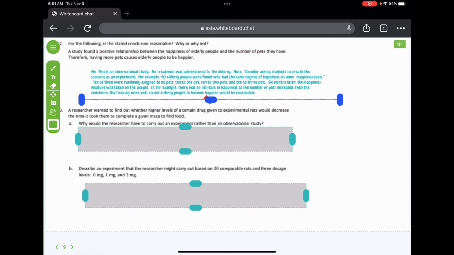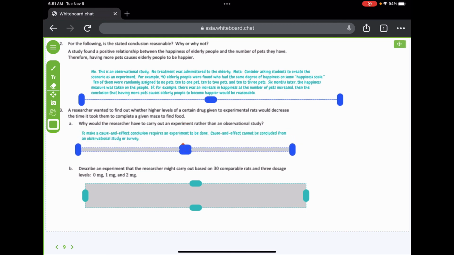Okay, number 3 says the researcher wanted to find out whether high levels of certain drug given to experimental rats would decrease the time it took them to complete a given maze to find food. Why would the researcher have to carry out an experiment rather than an observational study? Well, because you're having to give them a treatment, right? You've got to give them a drug. To make a cause and effect conclusion requires an experiment to be done. Cause and effect cannot be concluded from an observational study or a survey. To do this cause and effect, you've got to have a treatment.